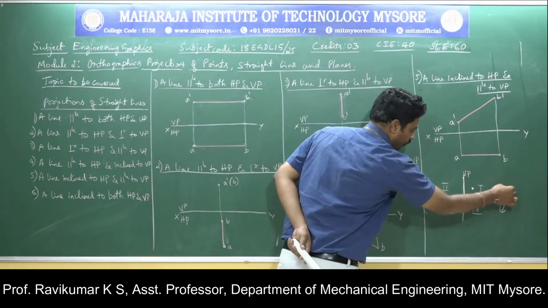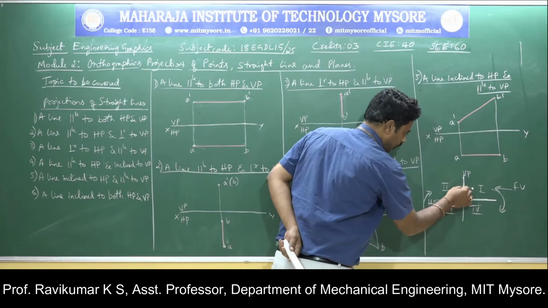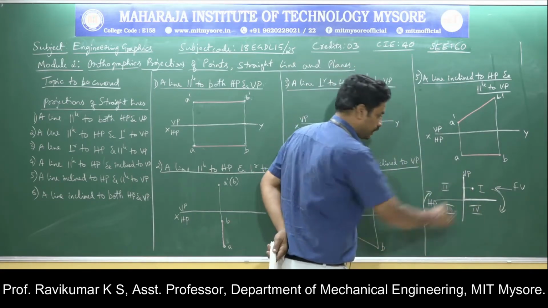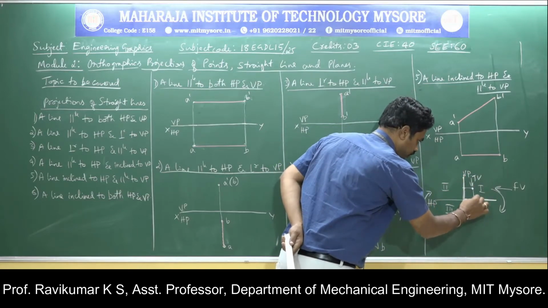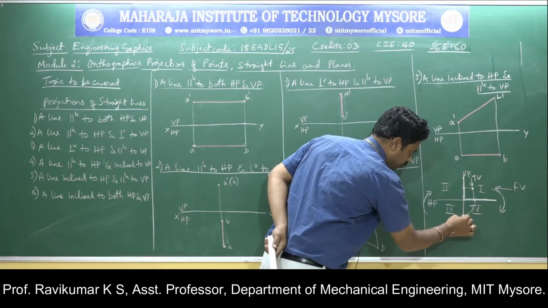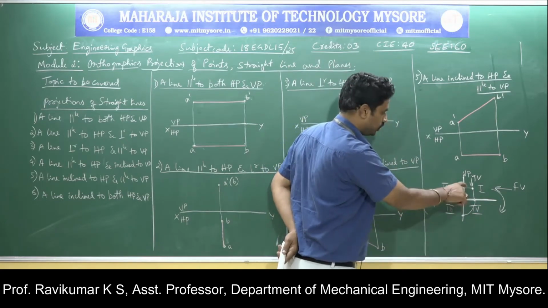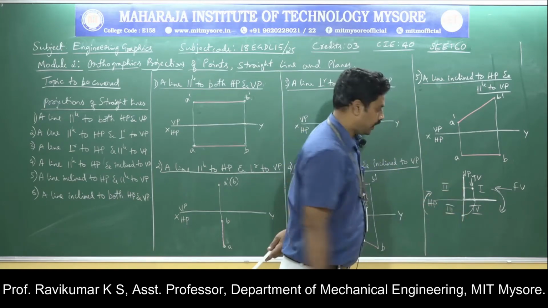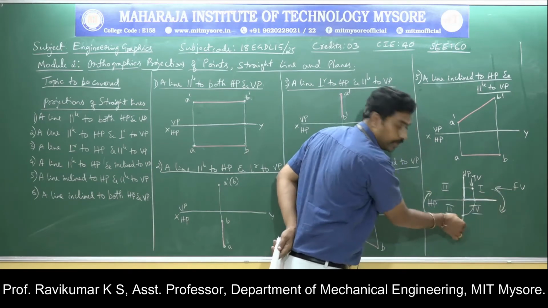The front view of this point will be on VP like this, so it is above the XY line. The top view will be tilted to below the XY line. This will be the top view. So the front view will be above the XY line, and the top view will be below the XY line. When you tilt the horizontal plane, it comes below the XY line.